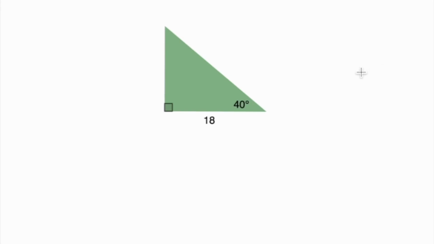All right. In this problem, we are going to solve the triangle, which simply means to find all the missing parts of the triangle. So you want to find all the missing angles and the missing sides. So let's label this triangle ABC, okay? And we have to use trigonometry in order to solve this triangle.